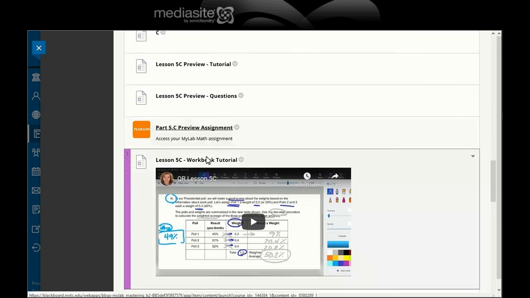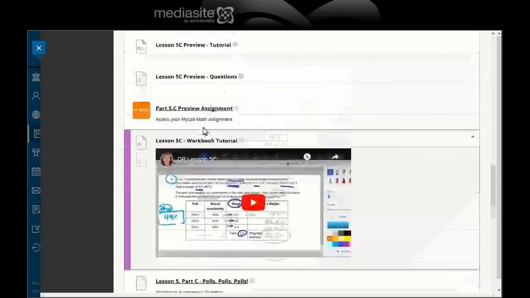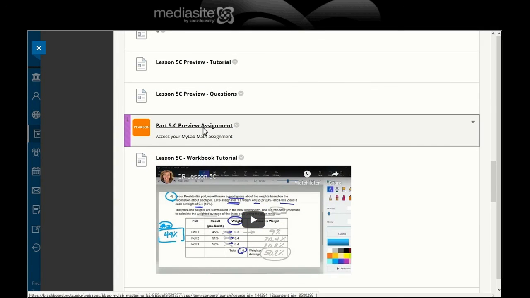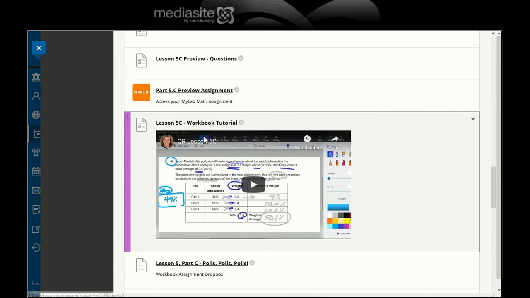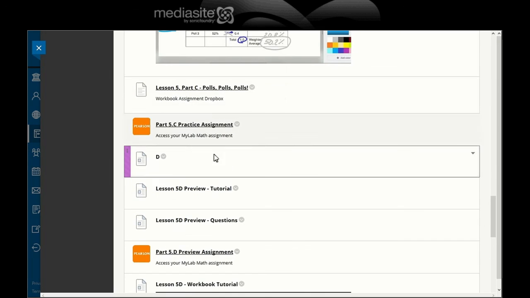Tutorial question and the preview assignment. So that means you're now ready to do these on your own, and then to do the 5C workbook tutorial in the textbook. And then submit your assignments, and be ready for the part 5C practice assignment.